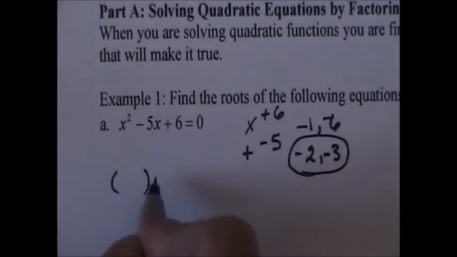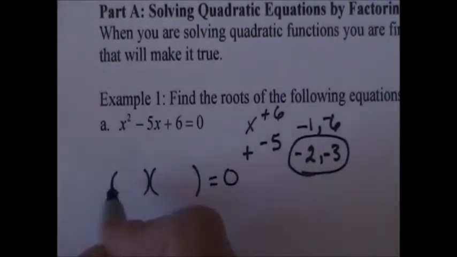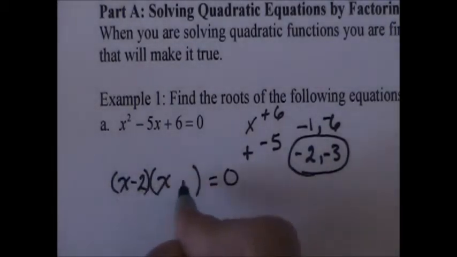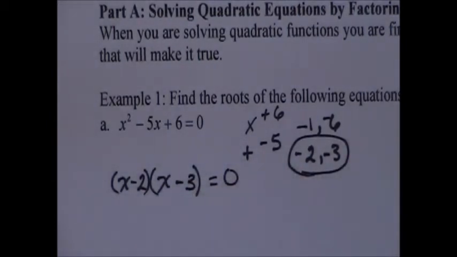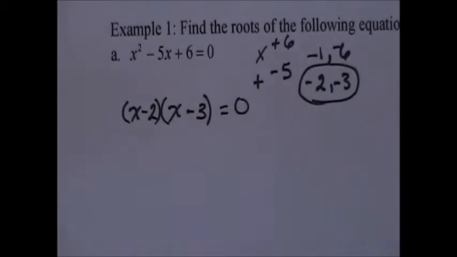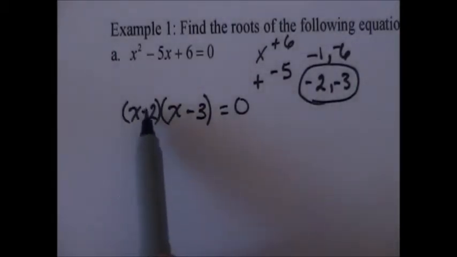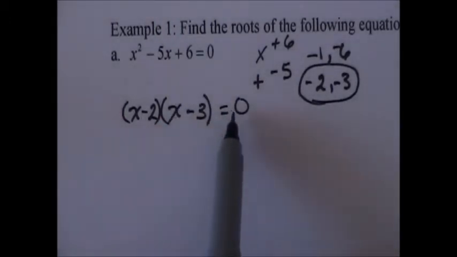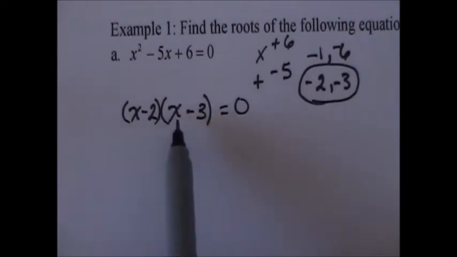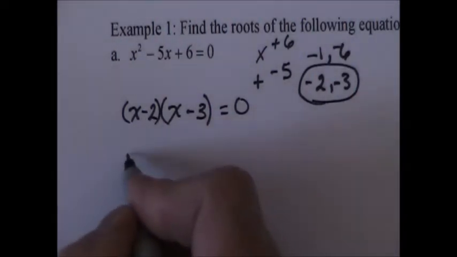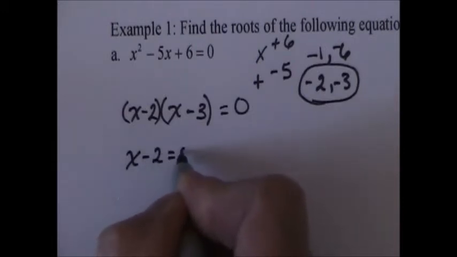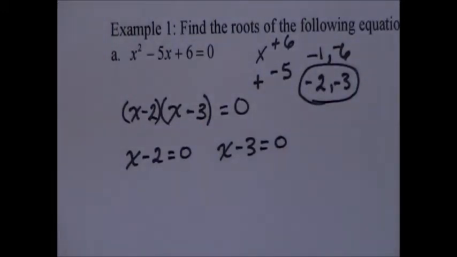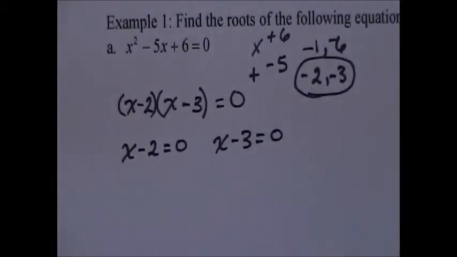So we make our two sets of brackets. We put x at the front of each of them. We put our negative 2 and our negative 3 after them. At this stage now, if this was 0, 0 times a number will equal 0. If this is 0, a number times 0 will give us 0. So we're looking to see what's going to make each of the sets of brackets equal to 0. So we're going to go x minus 2 equals 0 and x minus 3 equals 0. And we're going to take those two equations and solve them to find our x.